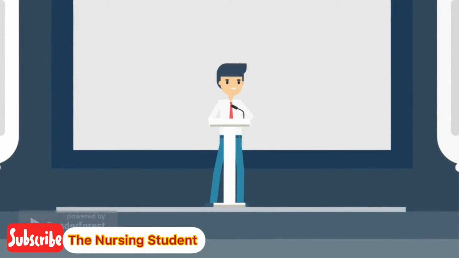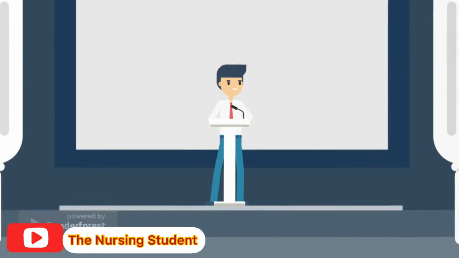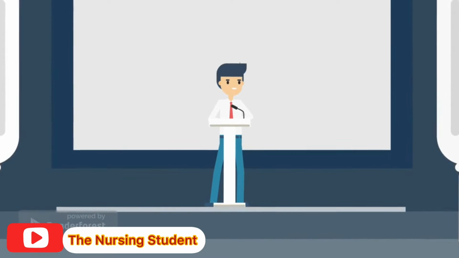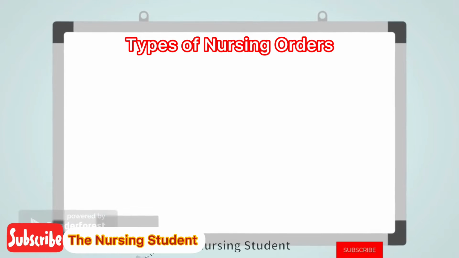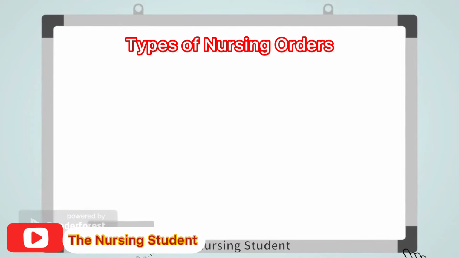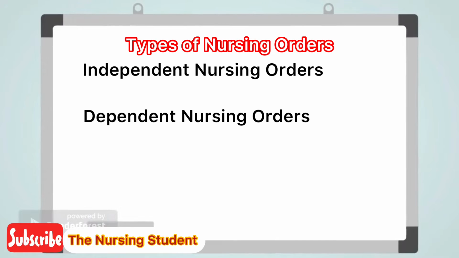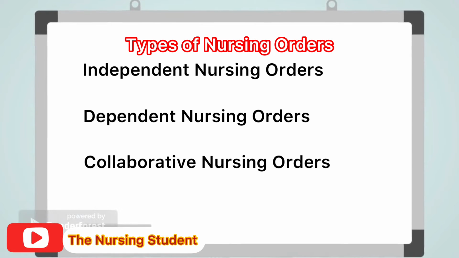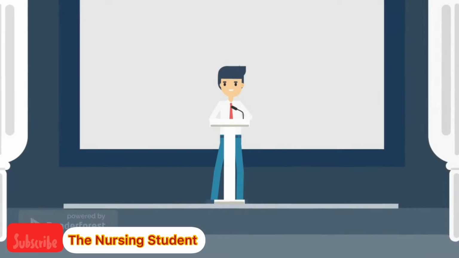I said that because when writing your nursing orders or the nursing interventions, always bear in mind that there are 3 types of nursing orders and interventions. These 3 types are, the first one is the independent nursing orders, the second one is the dependent nursing orders, and then the last one is the collaborative nursing orders. Do you remember where we met this? Yes, under the nursing diagnosis.